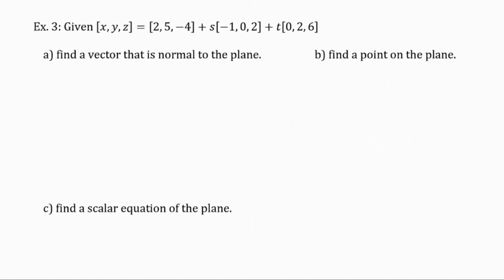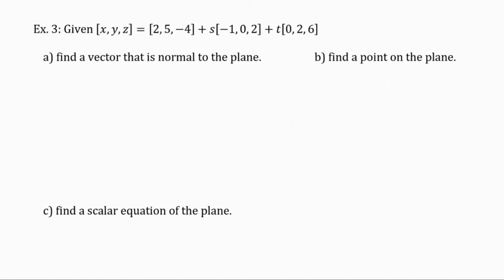Example 3, given x, y, z equals, so now we're given vector form. Find a vector that is normal to the plane. When you have two direction vectors that are not collinear, that are parallel to the plane, the cross product will give us a vector that is orthogonal to both, right? We talked a lot about that when we introduced cross product. And so that will be a normal to the plane. Take the cross product of the two given direction vectors.